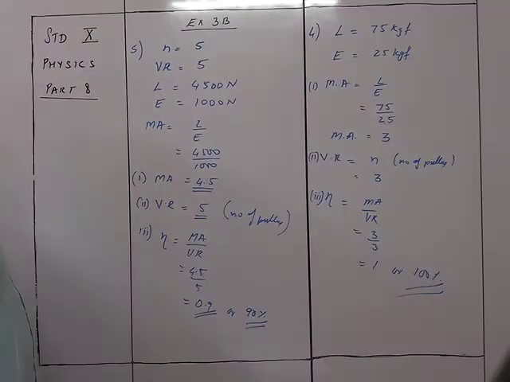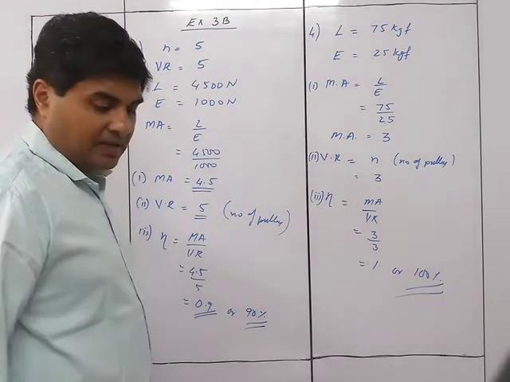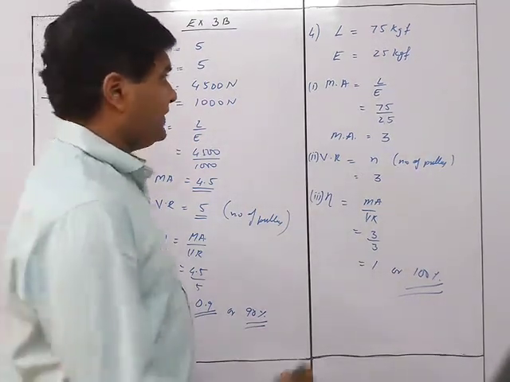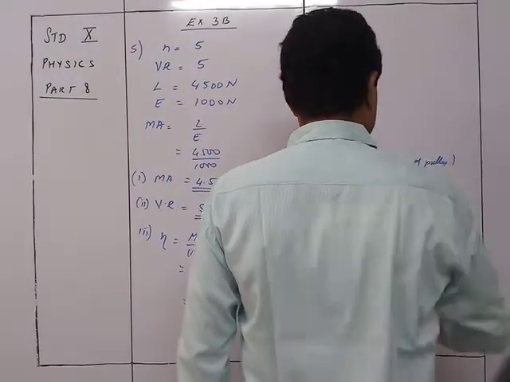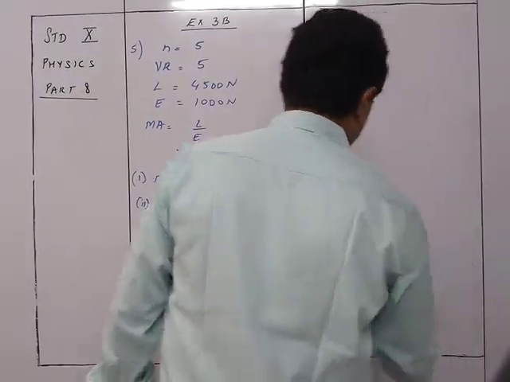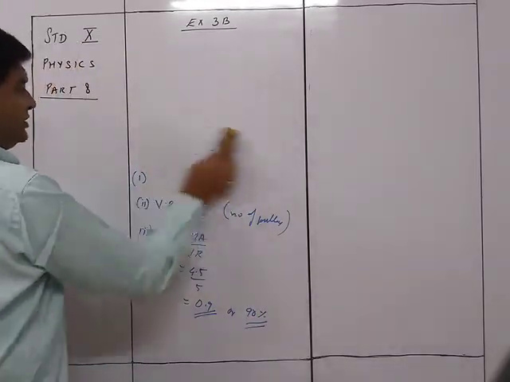Is it clear? Now we see a sum which is related to drawing of things. So let's draw it first. I think I'll use both the sides so that I can draw on one and do the calculation on the next one.